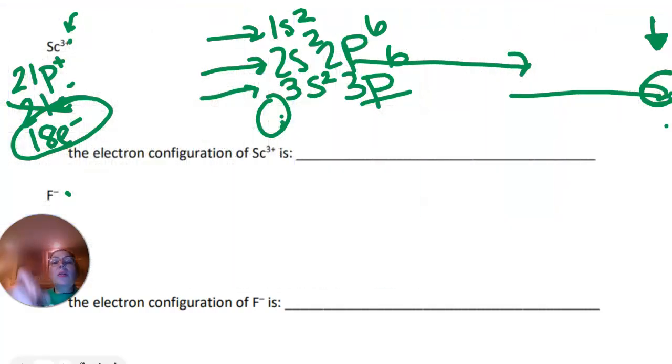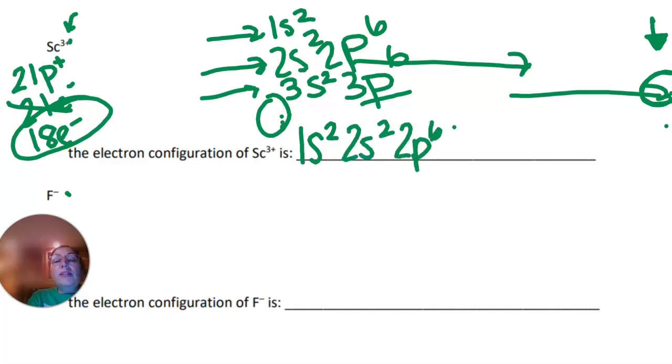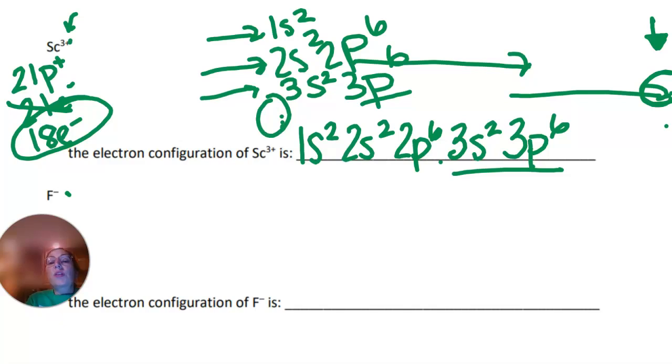Okay, so let's rewrite this. 1s2, 2s2, 2p6, 3s2, 3p6. It's about having this third level exactly filled, the 3s and 3p.